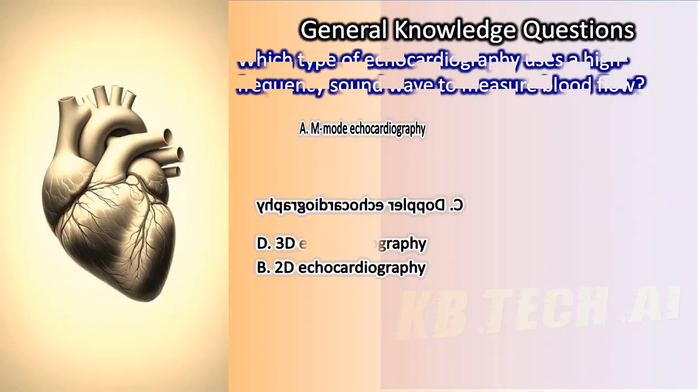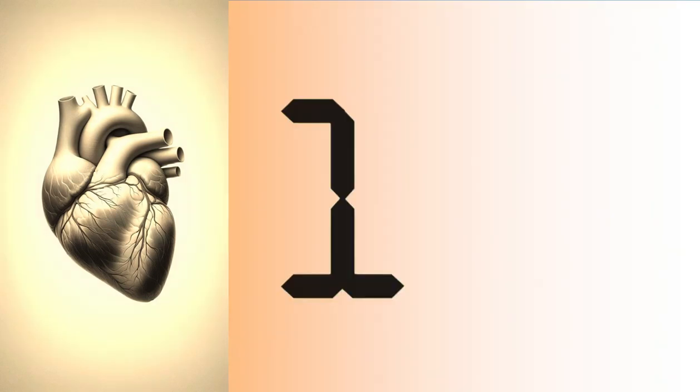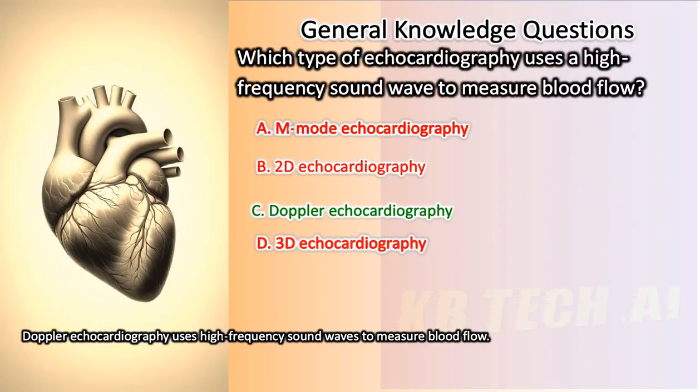Which type of echocardiography uses a high-frequency sound wave to measure blood flow? Option 1, M-mode echocardiography. Option 2, 2D echocardiography. Option 3, Doppler echocardiography. Option 4, 3D echocardiography. The answer is option 3, Doppler echocardiography.